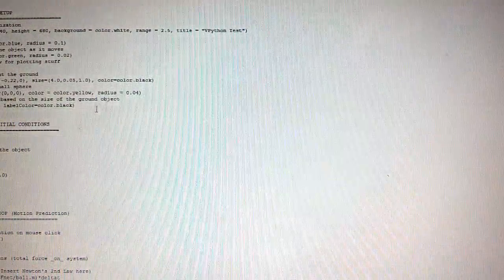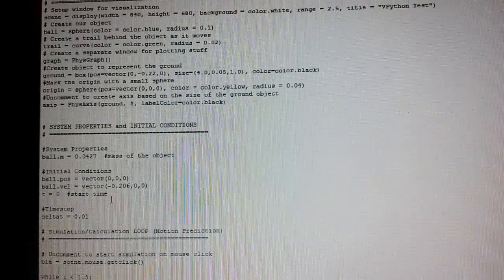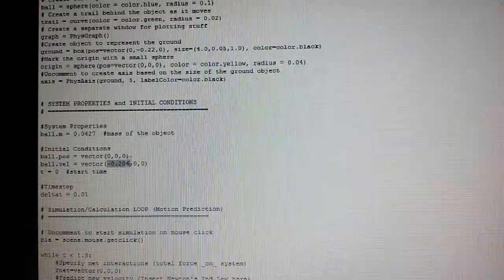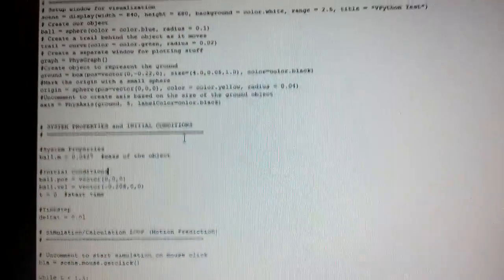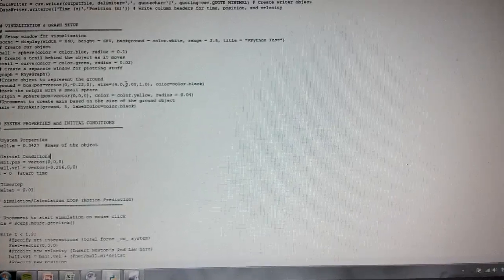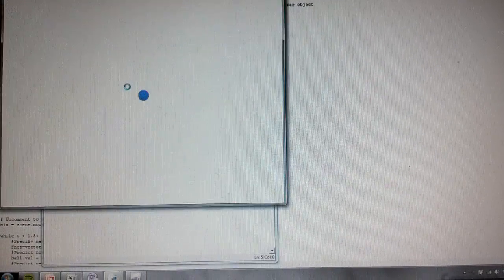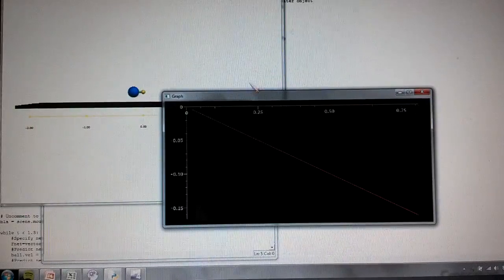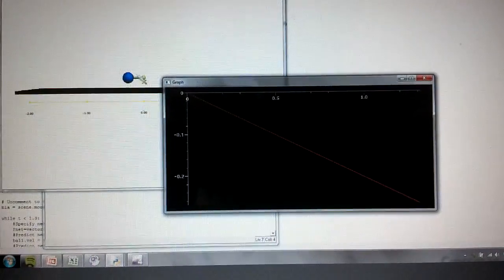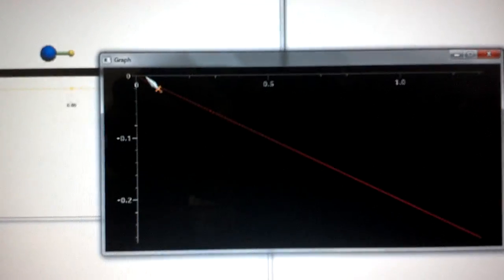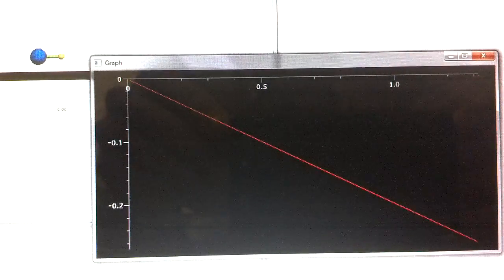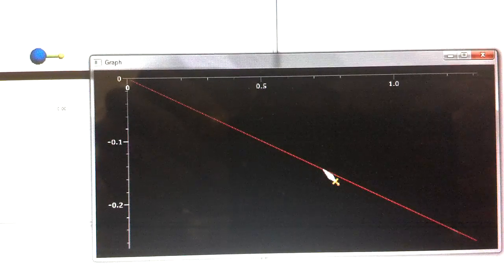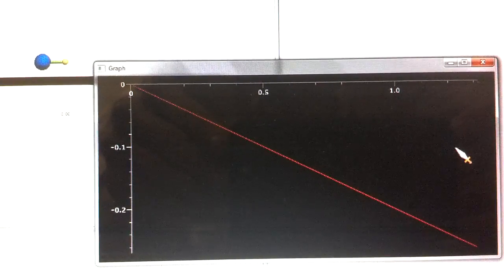So in order for it to move in the negative x direction, I made a simple change and made the velocity negative, indicating a negative x direction. So let's see what happens. And yes, the ball does move in the negative x direction, and the graph is shown with a negative slope, which also indicates a negative constant velocity.